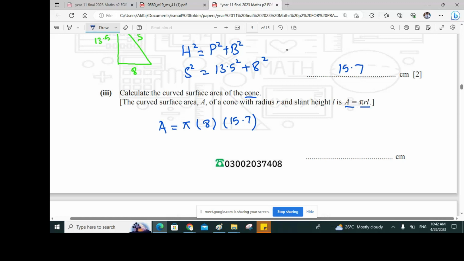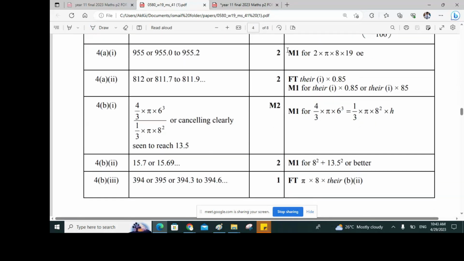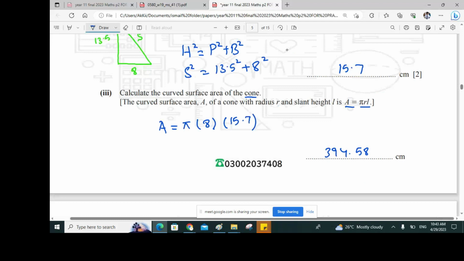Do this. So it will be 125.6 pi, and when you multiply it by pi, and this will be your answer, 394.58 centimeter square. Let me check. 394, yes, this is the answer. Let us continue.